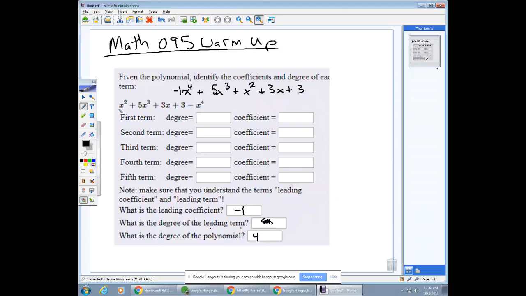Some other things to consider. Each term has a degree. So in this case, the first term is the x squared. Its degree is 2. Its coefficient is 1. The second term here has degree 3. Its coefficient is 5. The 5th term is going to jump down there to this one right here. It is degree 4, and it has a coefficient of -1. So we have coefficients for terms in a polynomial. A term is just a part of a polynomial. So a term is something that's part of an addition or subtraction problem.